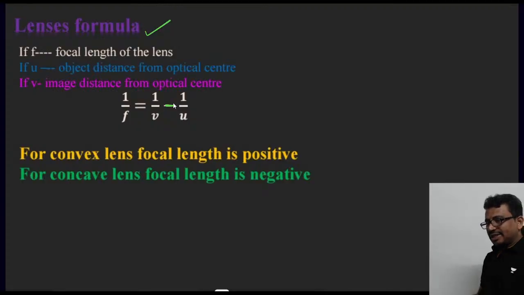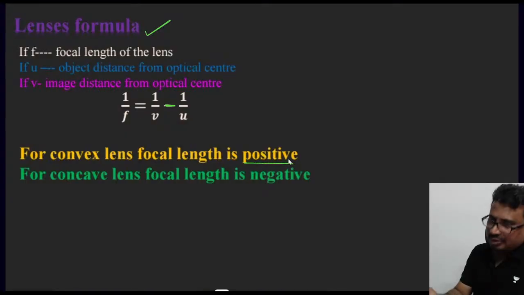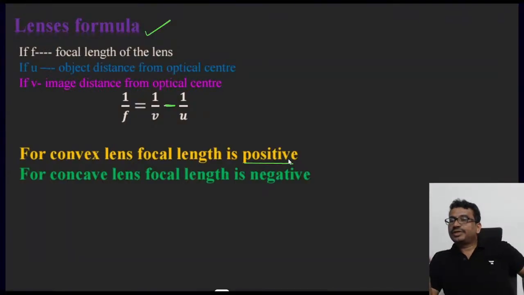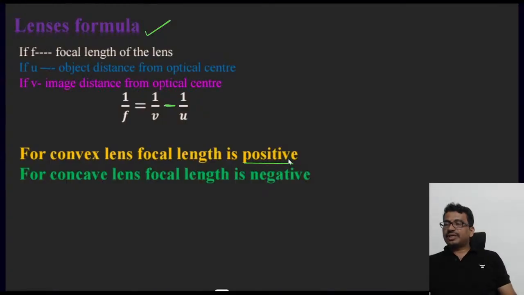For a convex lens, the focal length is positive as I told, and for a concave lens, the focal length is negative. Yes, copied all of you. And here also we have to use the sign convention. The sign convention is the same as the previous sign convention we used for mirrors. Exactly the same conventions are valid in this case also.